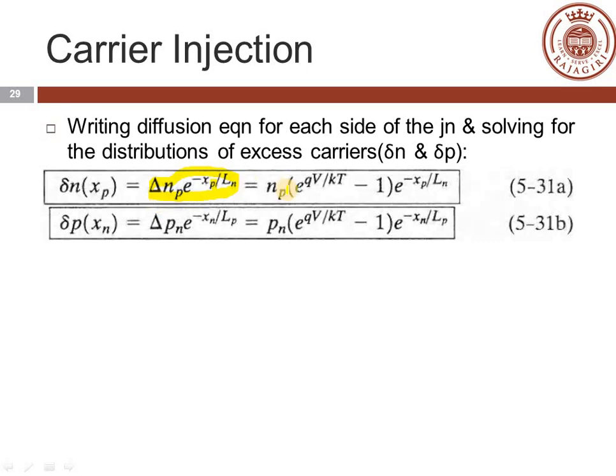Now delta np we know, which is np into e to the power qV by kT minus 1, that we have substituted. Similarly, the excess hole concentration in the n region, that is delta p at xn, equals capital delta pn e to the power minus xn by Lp. Again, this is the solution of the diffusion equation of holes in the n region. Then capital delta pn you can write as pn into e to the power qV by kT minus 1.